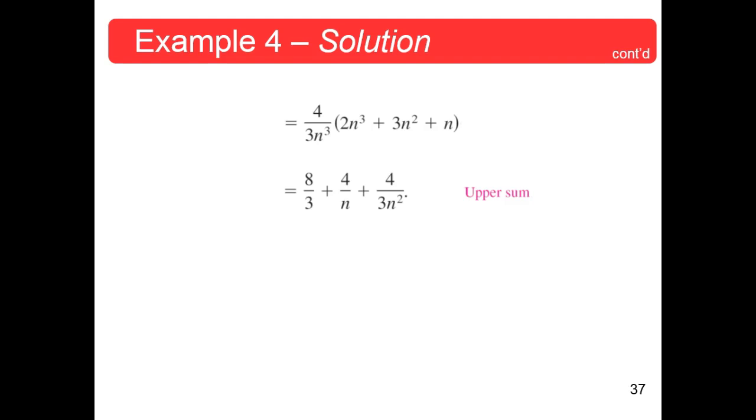When n gets very, very big, that goes to 0, that goes to 0. You're left with 8/3. So guess what? From the upper side or the lower side, you're going to 8/3 as n goes to infinity. So who cares which side you go from? As n gets big enough, you're going to the same sum, 8/3.